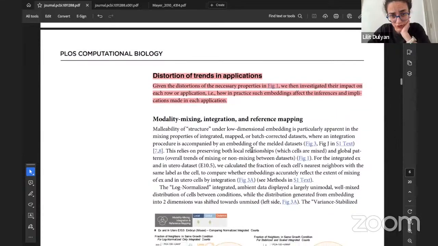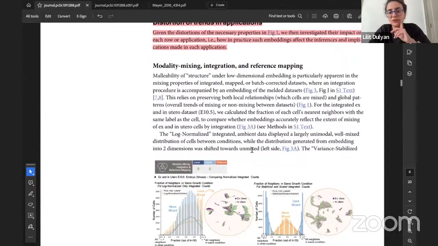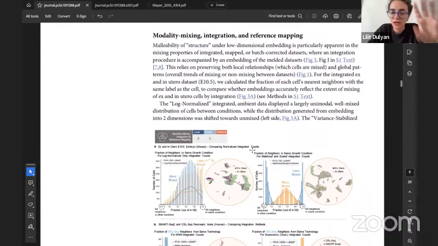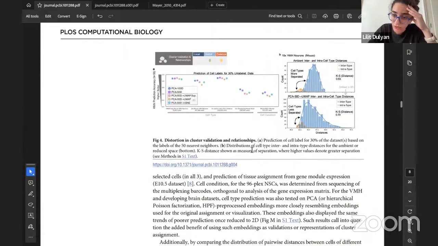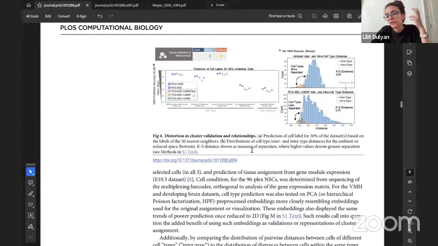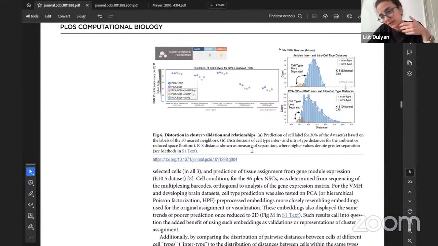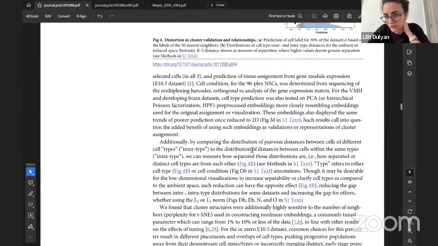But then, yeah, there are a couple of things I want to tell. Well, here I'm not going into details, beautiful pictures, but basically they are looking at how these embedding distortions are affecting practical applications within their single-cell genomics field. So I don't think this is relevant.